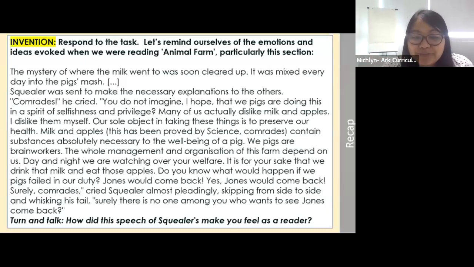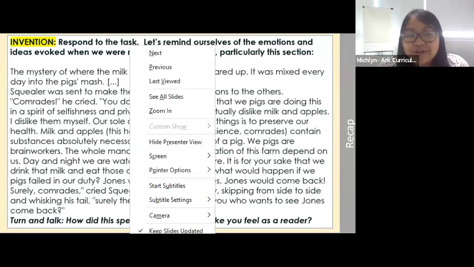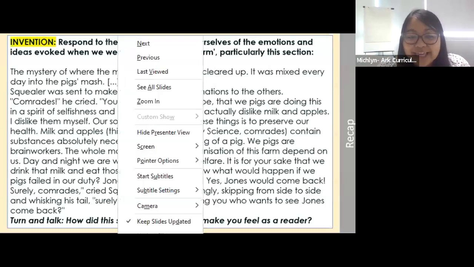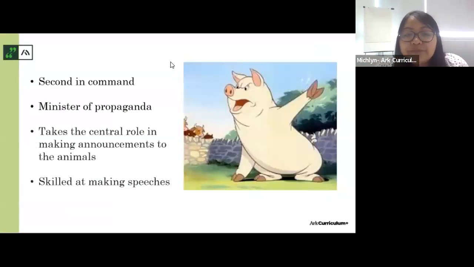Now, for those of you who haven't taught Animal Farm or don't know the story well, we have a key character who is second in command. He is the Minister of Propaganda. He takes a central role in making announcements to the animals, and he's also very skilled at making speeches. In fact, a lot of the interaction that the animals have with this pig is him making a speech.